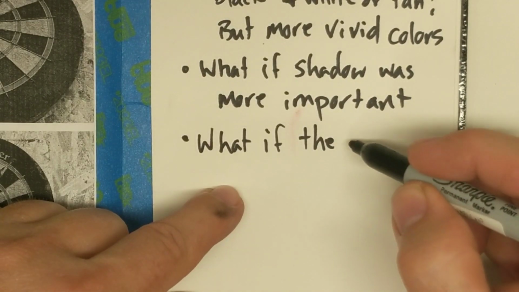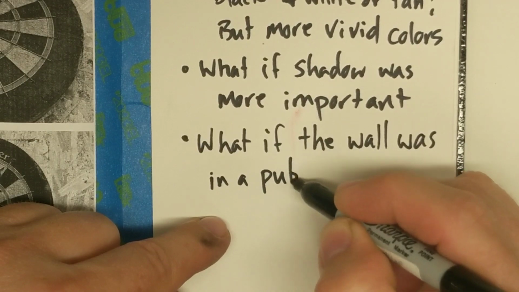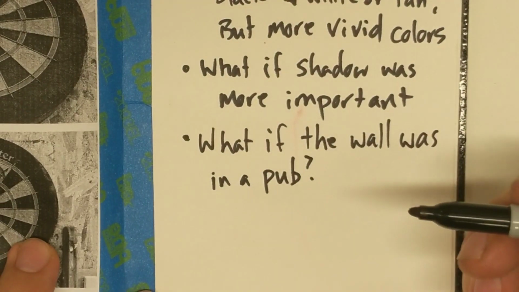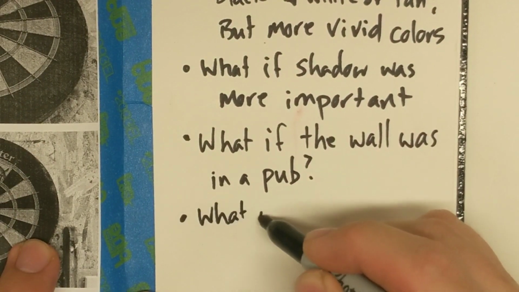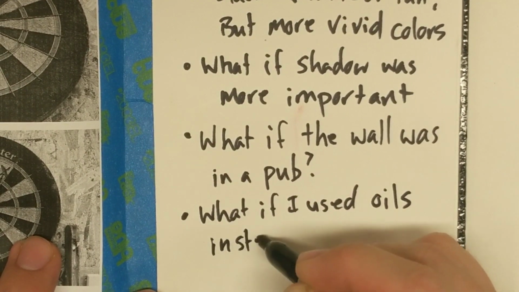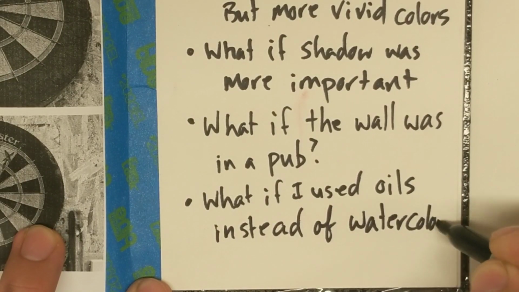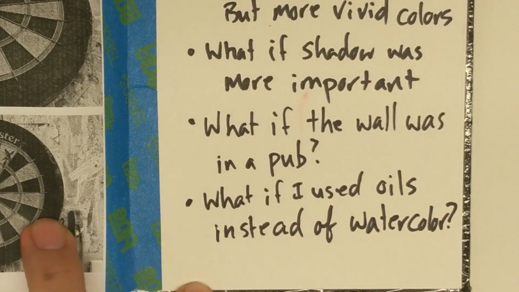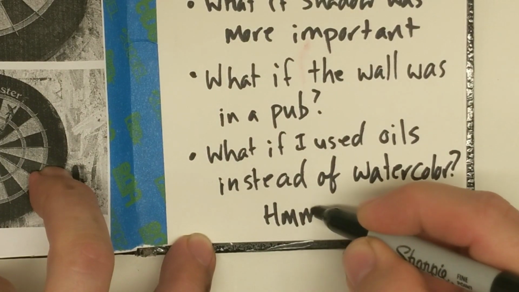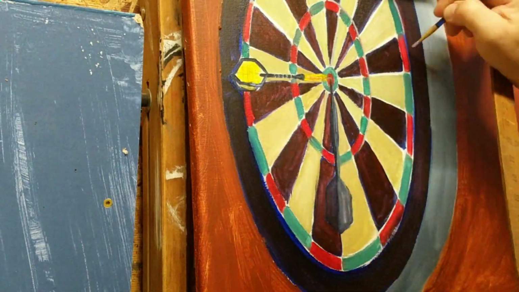There's probably going to be more what if questions that aren't in this video, more to come. But for starters, what if the shadow was important in the painting? What if I used a wall? What if I showed off my abilities in perspective? What if I showed the dartboard at an angle instead of face on like I did in my first painting? What if I used oils instead of watercolor? These are just a few questions that came to mind, and so I'm going to attempt that here.